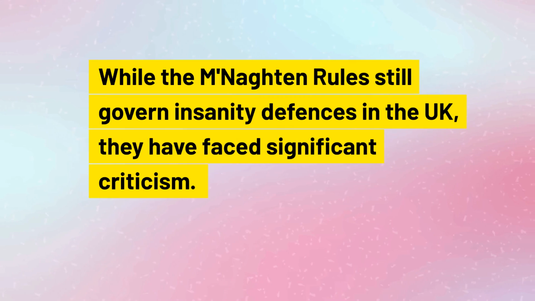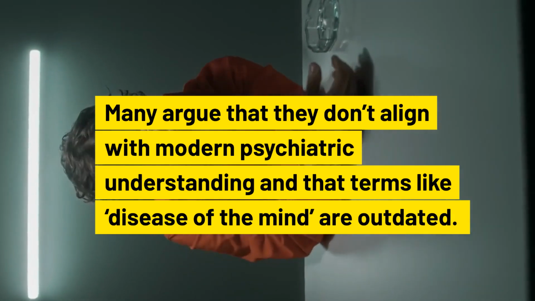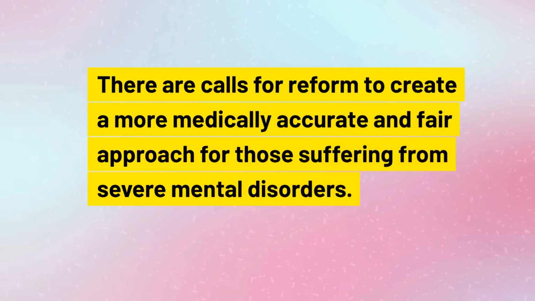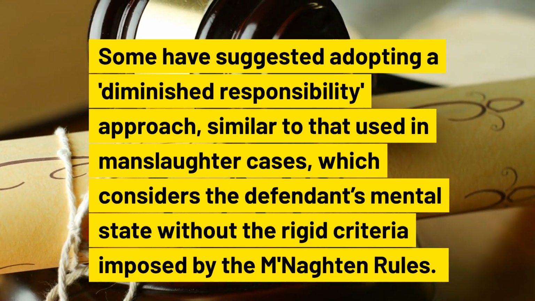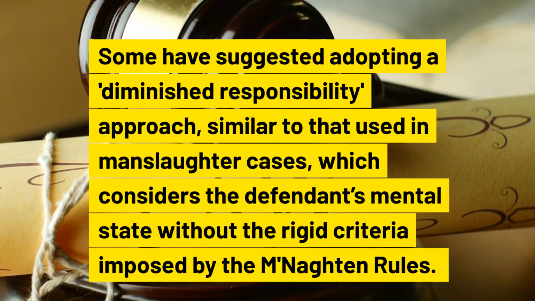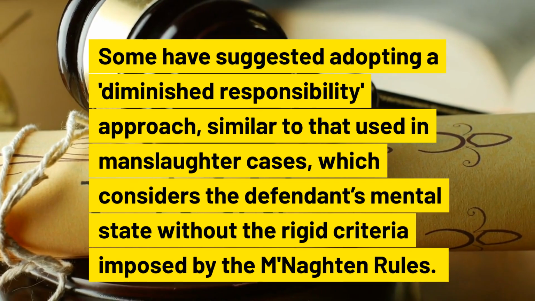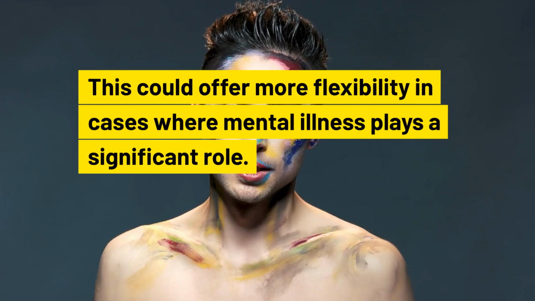Modern challenges and reforms. While the M'Naghten rules still govern insanity defenses in the UK, they have faced significant criticism. Many argue that they don't align with modern psychiatric understanding and that terms like disease of the mind are outdated. There are calls for reform to create a more medically accurate and fair approach for those suffering from severe mental disorders. Some have suggested adopting a diminished responsibility approach, similar to that used in manslaughter cases, which considers the defendant's mental state without the rigid criteria imposed by the M'Naghten rules. This could offer more flexibility in cases where mental illness plays a significant role.